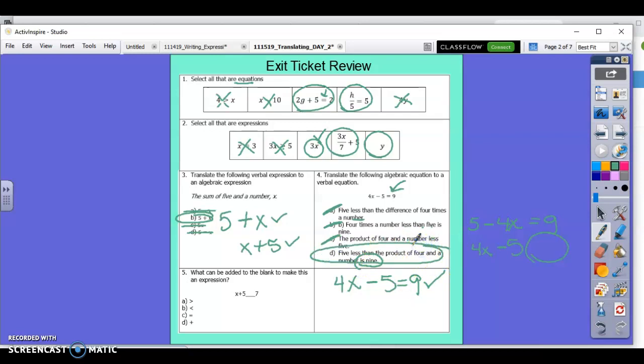Number 5, what can be added to the blank to make this an expression? So it cannot be an equal sign, and it also cannot be an inequality. So it can't be A, can't be B, it has to be D, just a plus sign.